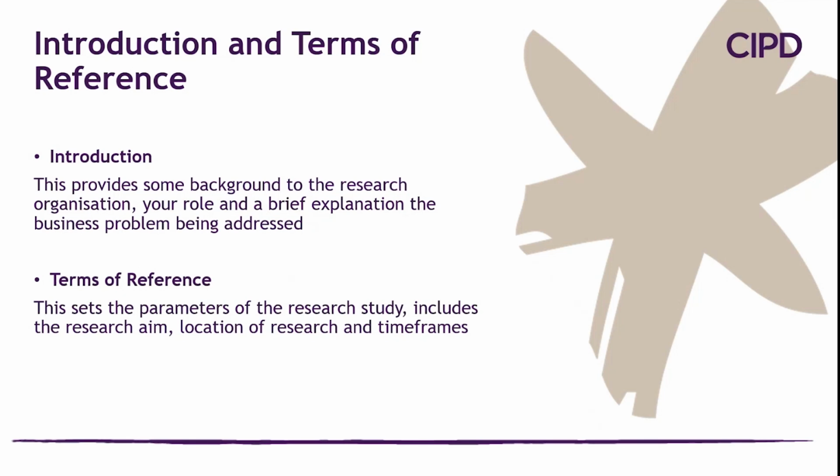So also then, within the terms of reference, think about and just mention where the research is going to take place. The reason I say that is because it might not be the entire organisation. It might be a particular department or particular section of the organisation. So it's important that you include that in the terms of reference, so it's clear as to where the research will take place, and also what the timeframes are. And it's advisable in terms of planning your research study that you also include a Gantt chart, and that can be included in an appendix to support the terms of reference.